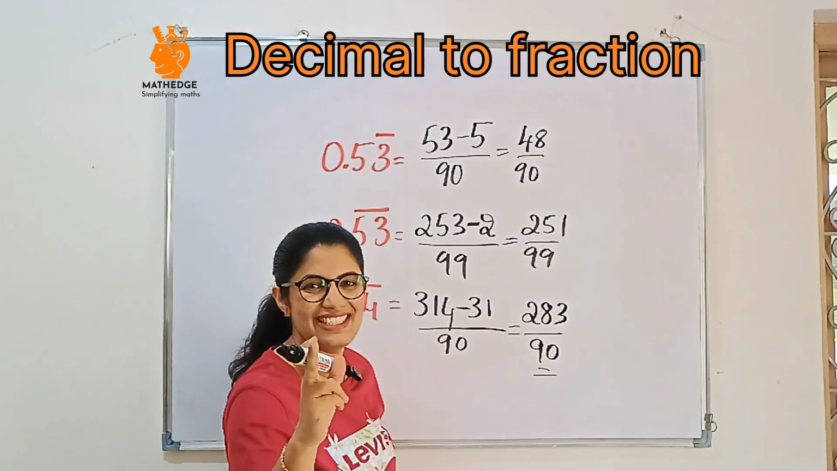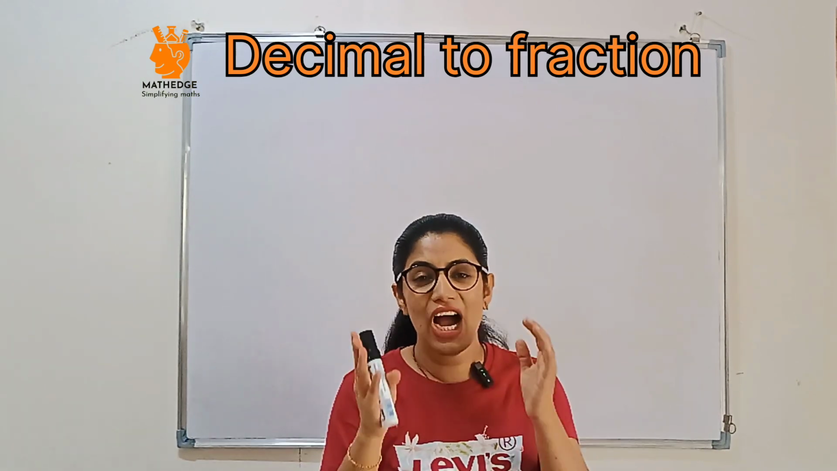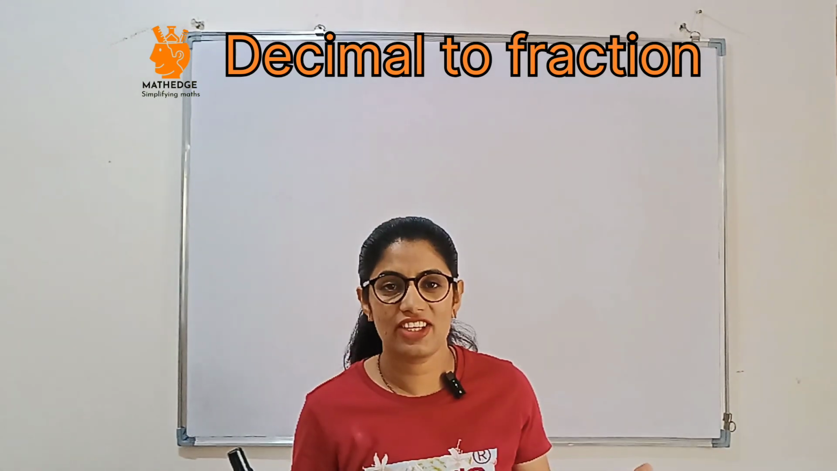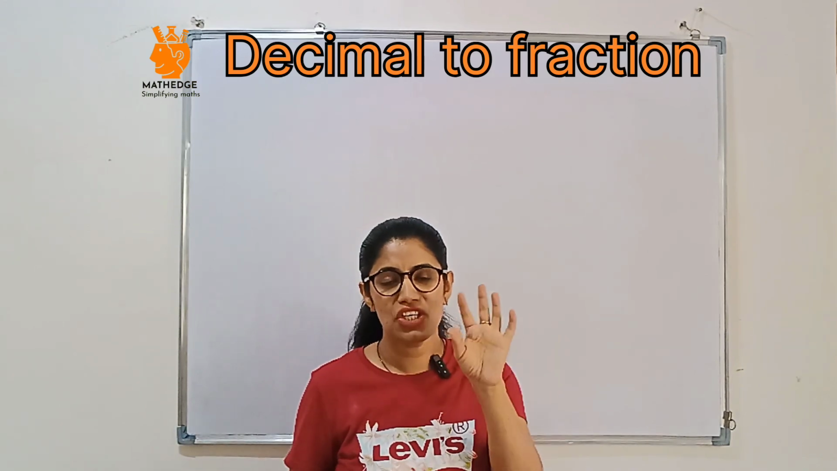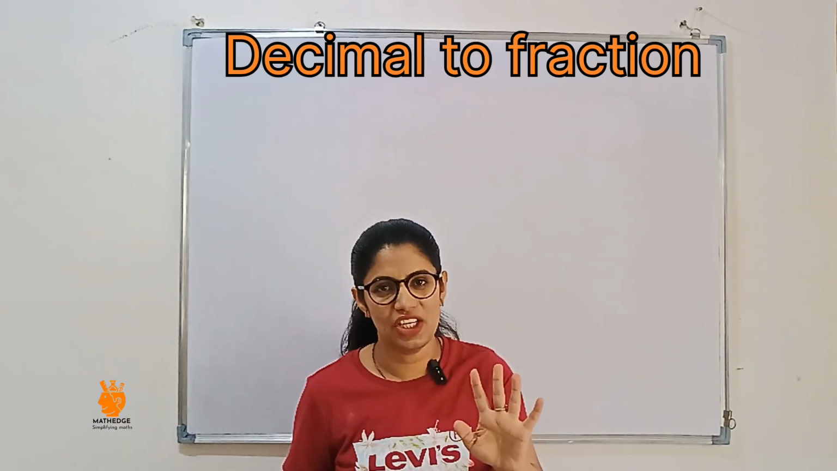Easy, right? Yes. Now you know how to convert a recurring decimal into a fraction in just a few seconds. Here you need to remember 9s and zeros. When you have a bar, you should write 9. When you don't have a bar, write 0.